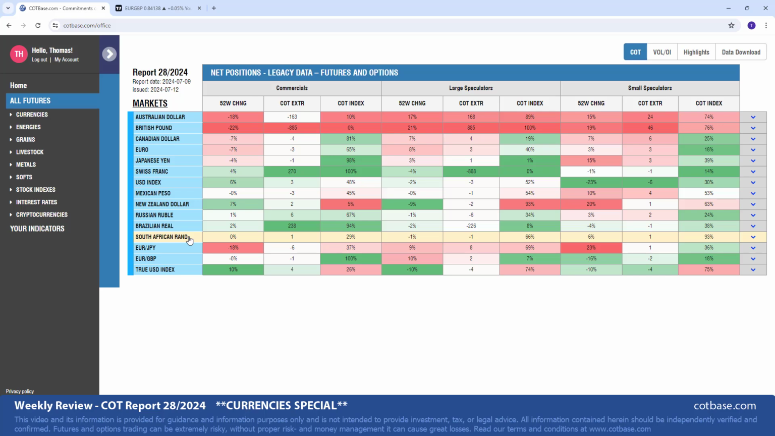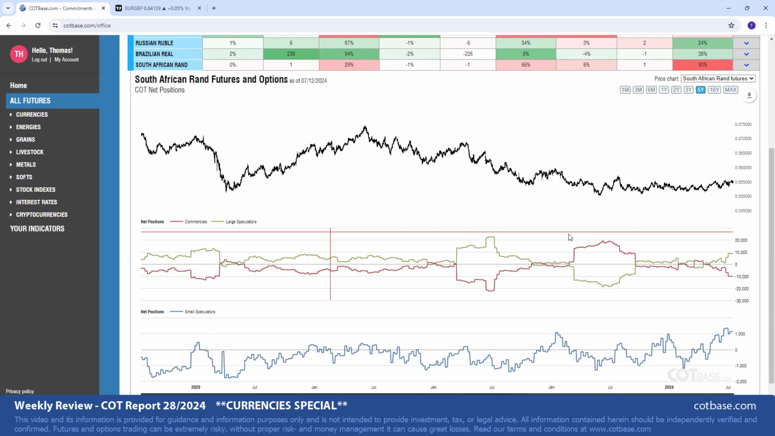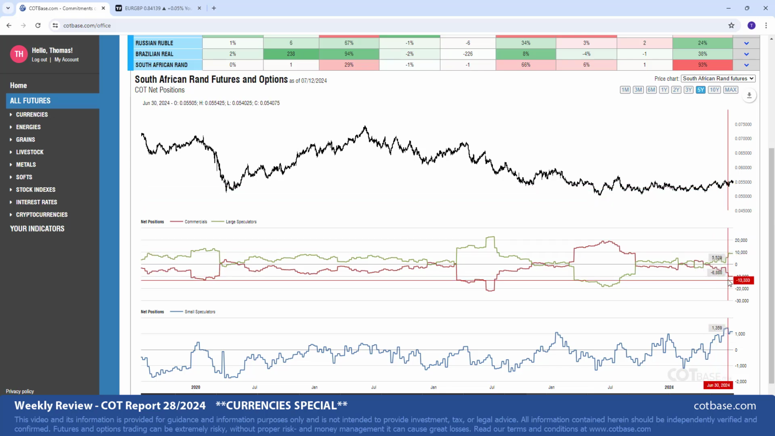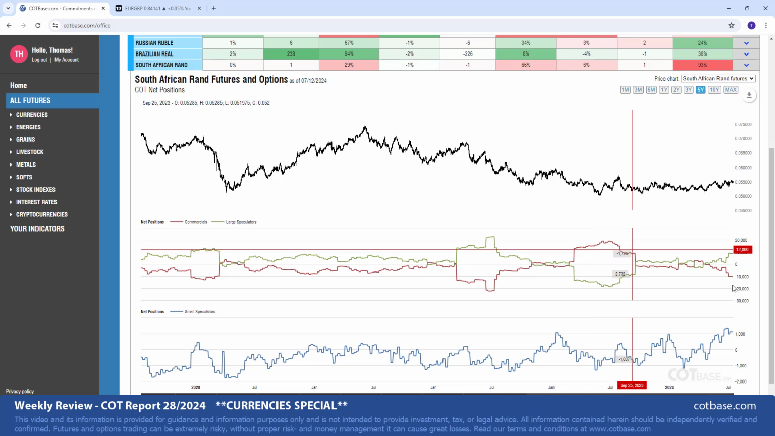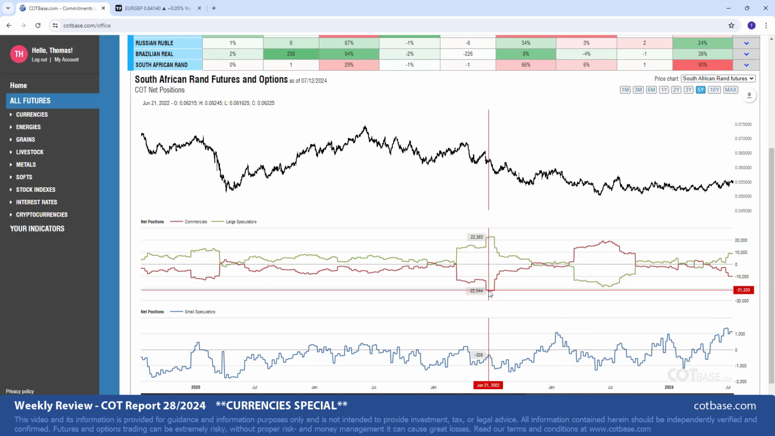The South African rand is the next market. Here we have a 29% COT index. It is a bearish COT extreme. You can see on the chart, we have seen a greater bearish extreme in the past.